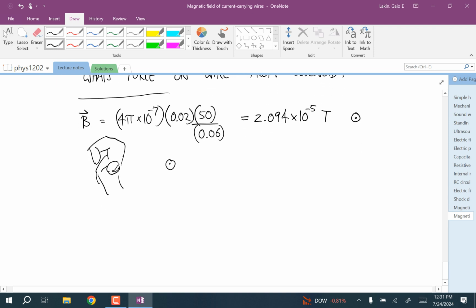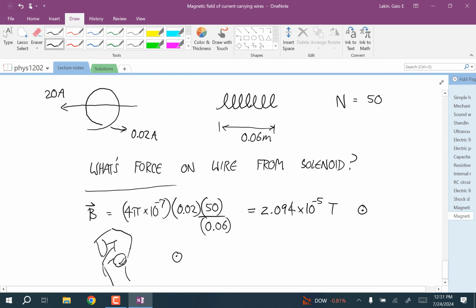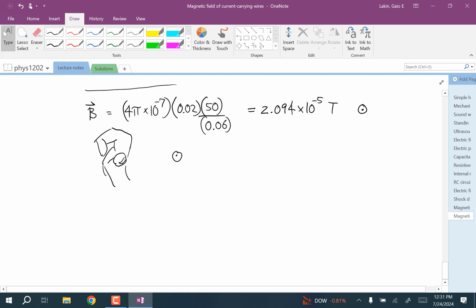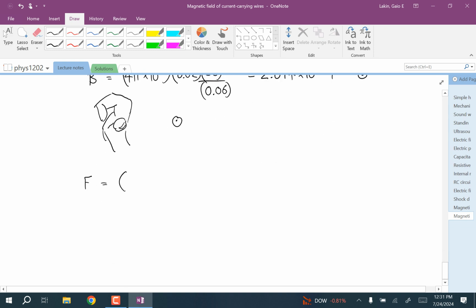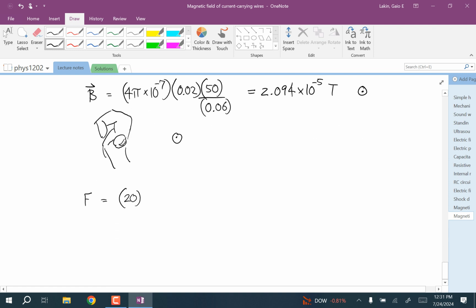And now we go to calculating the force. So now we're done thinking about the solenoid. We have what we want from the solenoid, the magnetic field. The magnitude of the force is equal to the current through the straight wire, that's 20 amps, times the distance the straight wire is exposed to the magnetic field, that's the diameter of this coil, so 5 centimeters, times the magnetic field that we calculated, 2.094 times 10 to the minus 5. And we get a force of 2.094 times 10 to the minus 5 newtons.